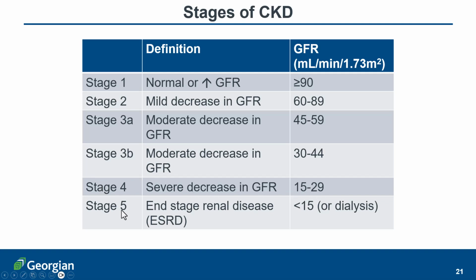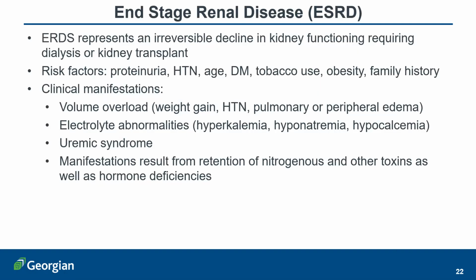And stage 5, which is also referred to as end-stage renal disease, or ESRD, you can see the GFR is less than 15. In other words, dialysis is required at this stage, even at stage 4. ESRD represents an irreversible decline in kidney functioning that will eventually require dialysis or a kidney transplant.